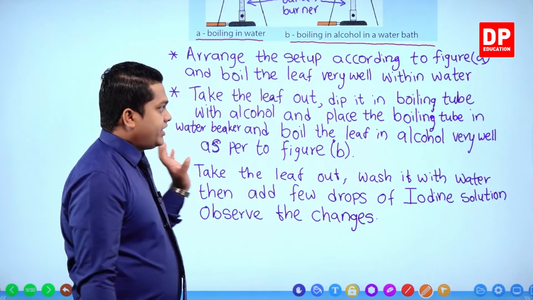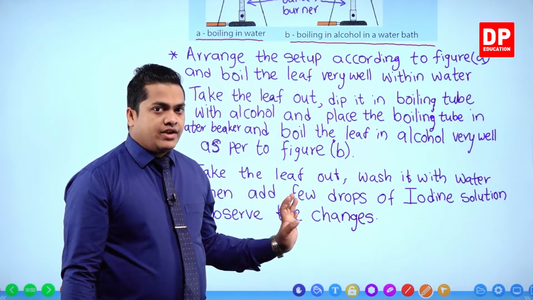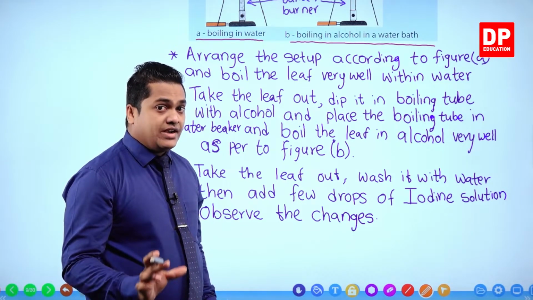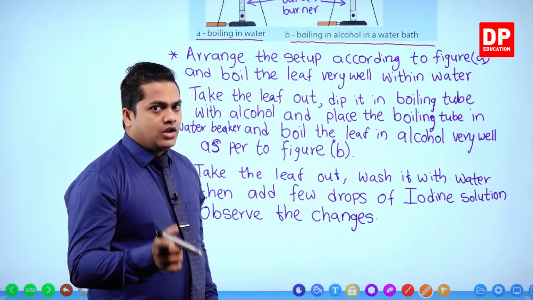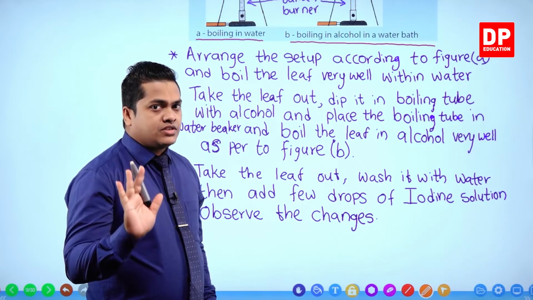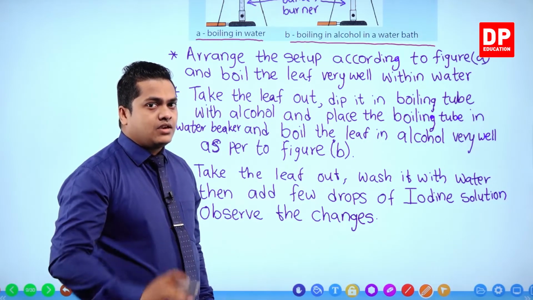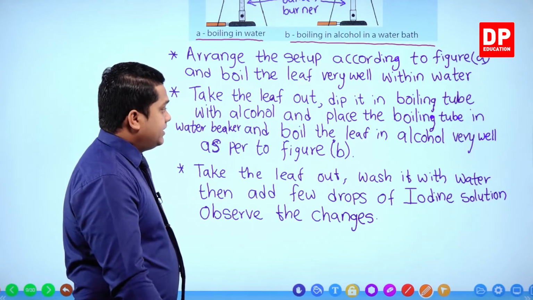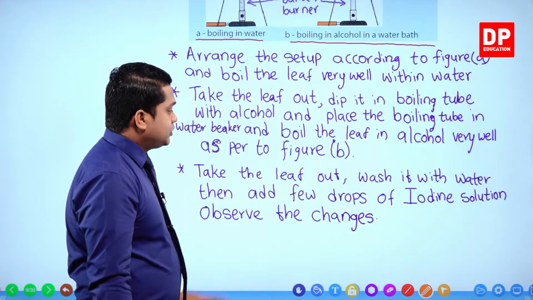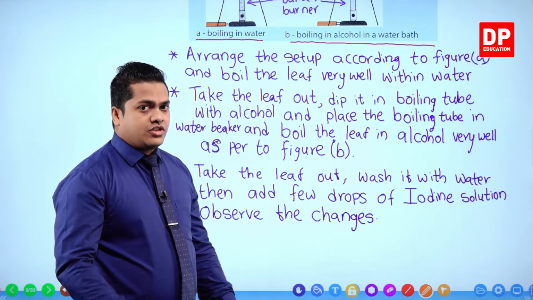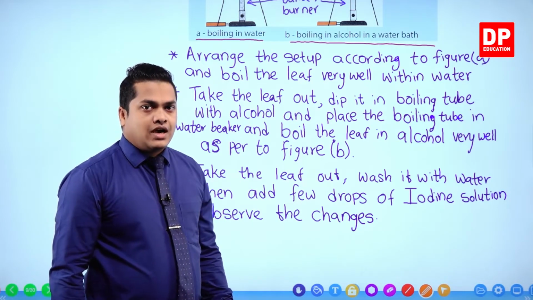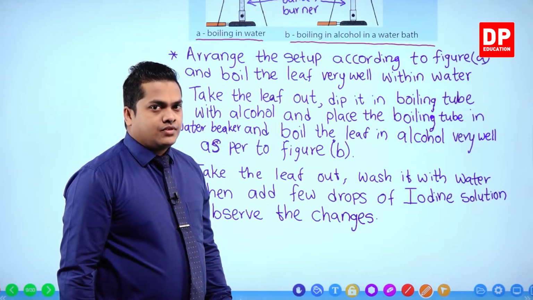Second step, you have to take the leaf out, place it in the boiling tube, put some alcohol, place the boiling tube in the beaker, then boil. Don't directly heat alcohol because it is highly combustible and the boiling tube may explode. Then after, you have to take the leaf out, wash it well with normal water. Then we're going to add few drops of iodine solution, right?